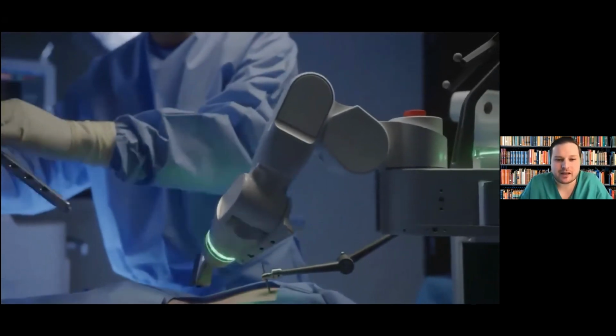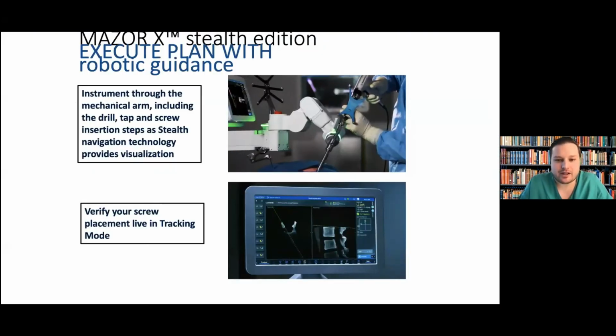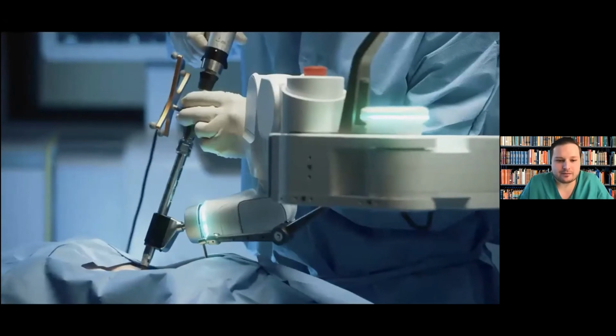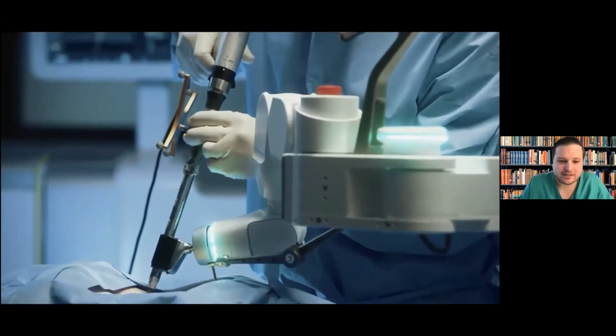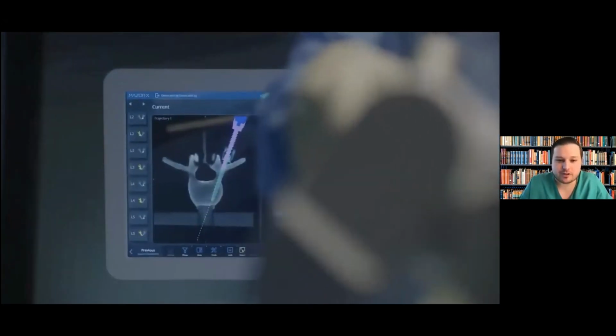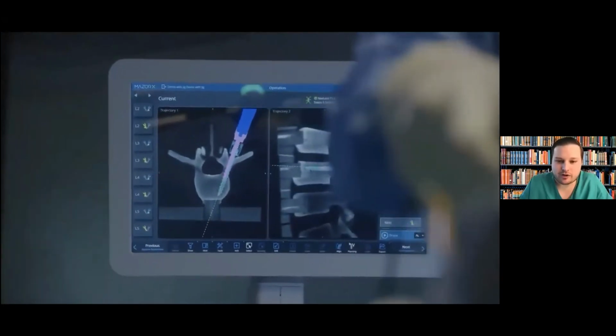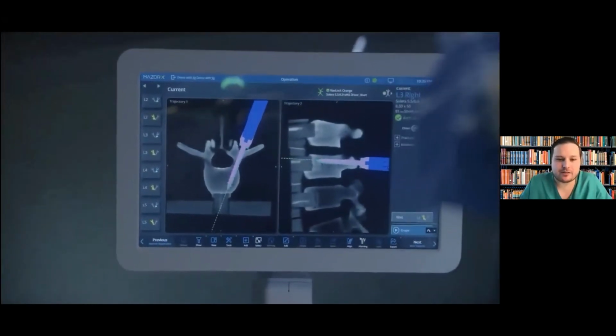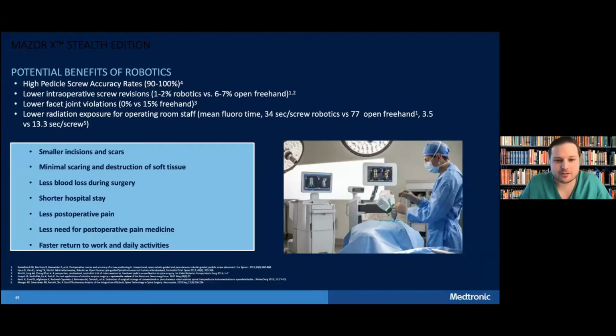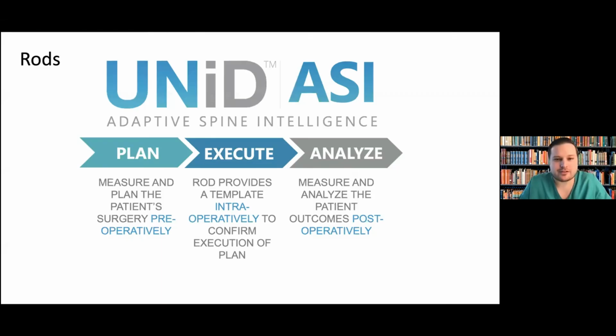All of this can be navigated in real time, and it allows you to focus on executing your plan and not have to worry about either screw size, screw length, things like that. The advantages are high pedicle screw accuracy rates, lower intraoperative revisions, and so forth.